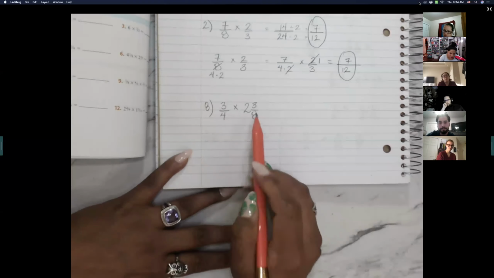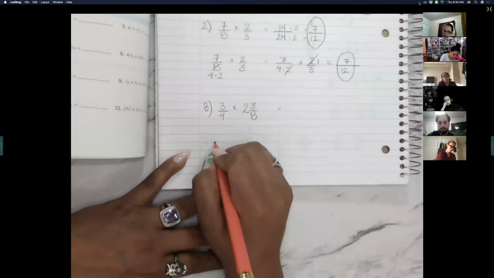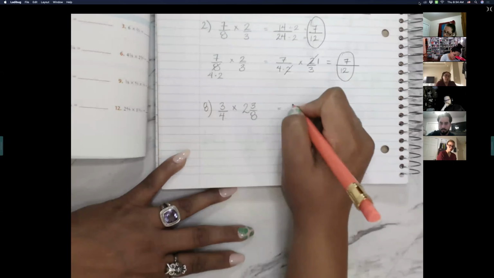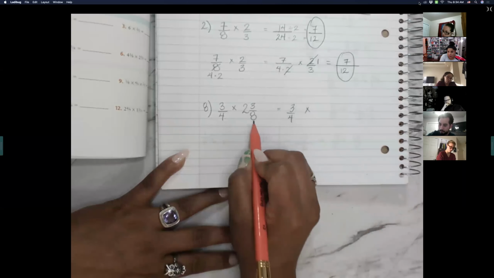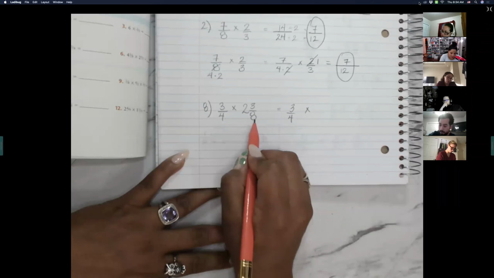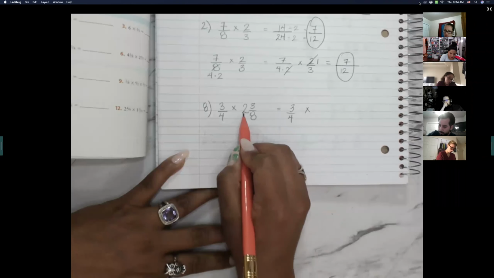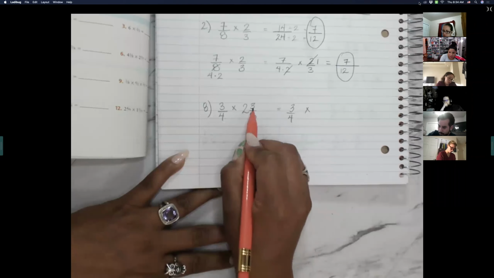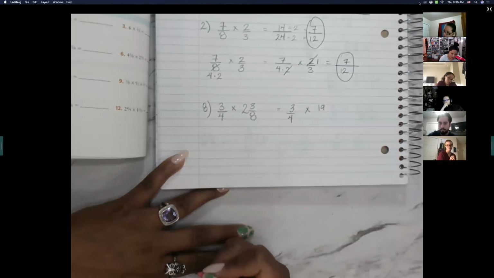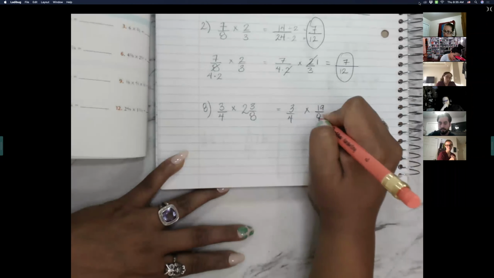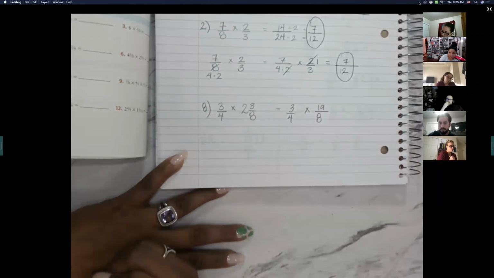So let's make our lives a little easier. We're going to go ahead and carry over this 3/4, and let's change this mixed number into an improper fraction. So we're going to go 8 times 2 is 16, plus the 3 is going to give us 19, right? And we keep our denominator. So now, this is going to be a messy number.